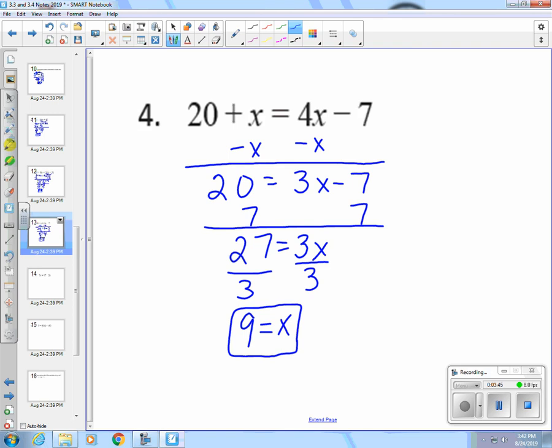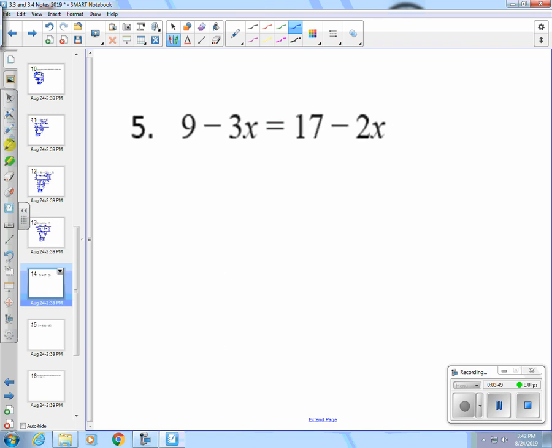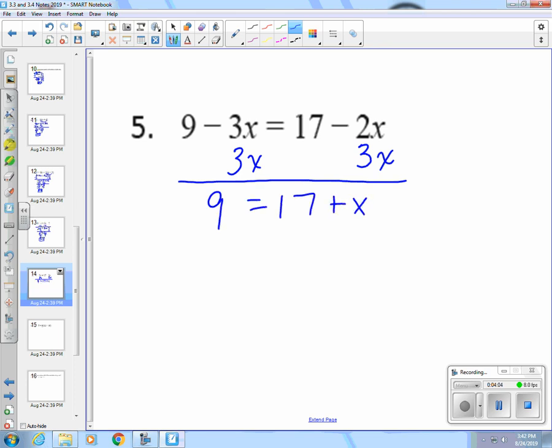I could have moved the 4x to the left first instead. 9 minus 3x equals 17 minus 2x. So again, I'm going to add 3x to both sides because that will give me a positive x on the right-hand side. Then I can subtract 17 on both sides and end up with a negative 8 equals x.